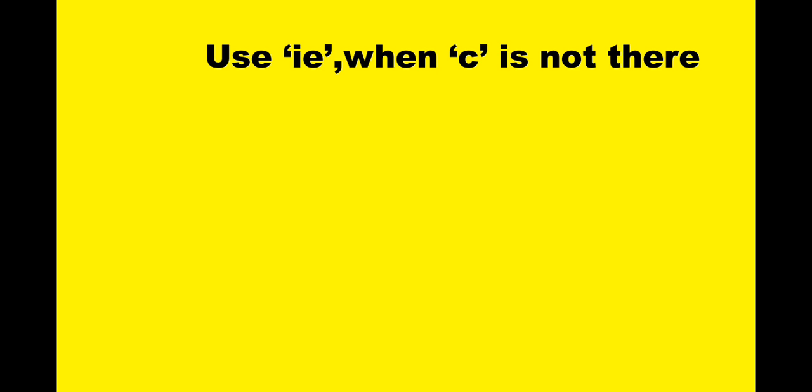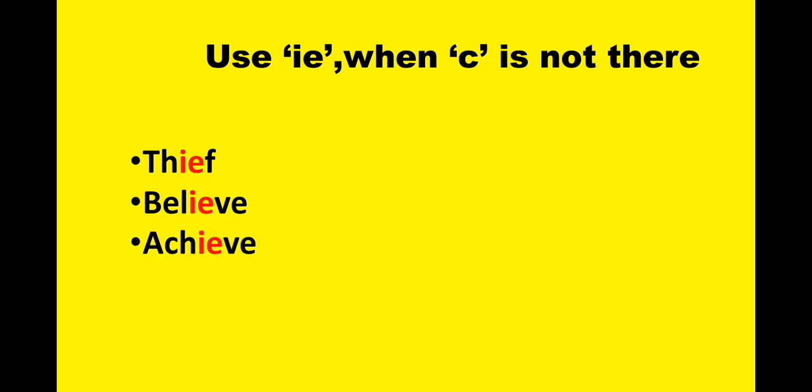In other words, use IE when C is not there. For example, thief. Here we'll use IE, not EI. Believe, achieve, die, friend. So here we'll use IE, not EI. This is a very simple tip to avoid spelling errors and to avoid confusion between IE and EI.